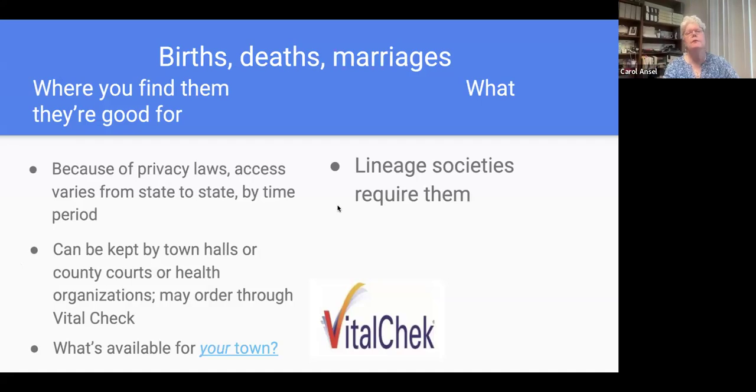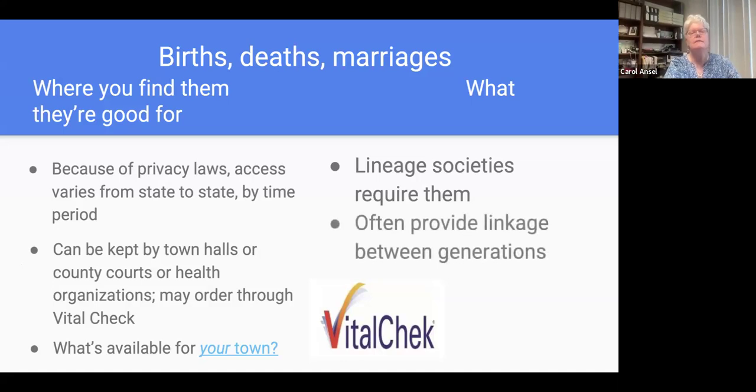What these are good for: if you're doing a lineage society, you have to have these, at least for the first few generations back from yourself. Often they can provide the link between generations, again a big concern with lineage societies. You need to know that this actually was the mother and father of your grandfather.